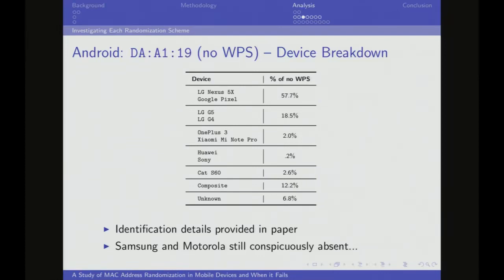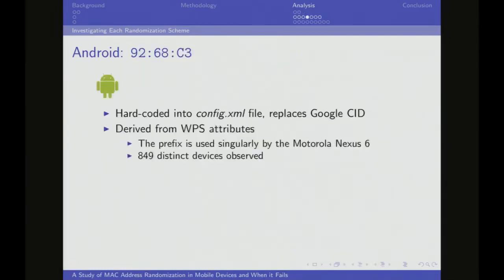But using that, we can guess what type of models match that signature when they're using randomized MAC addresses, purchase those devices, and then match them up. So we guessed that those were the devices that were doing randomization. We bought them, confirmed that the signatures matched, and matched the randomization scheme that we saw. As you'll see, Samsung and Motorola are still absent.